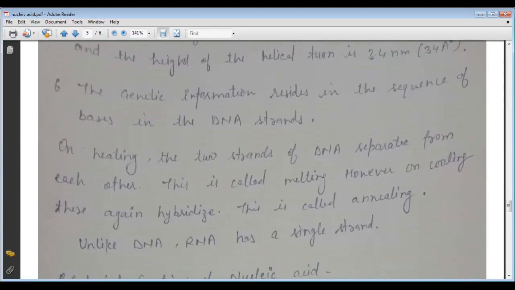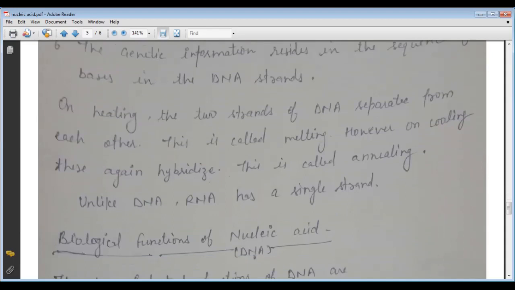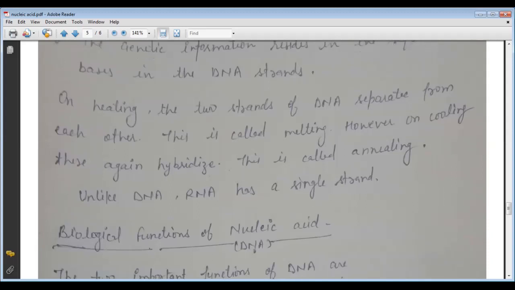It is an important point that on heating, the two strands of DNA separate from each other, and this is called melting, which is represented by Tm. However, on cooling, these again hybridize. So this is called annealing. Unlike DNA, RNA has a single strand. As we know, DNA is double stranded, but RNA has a single strand.